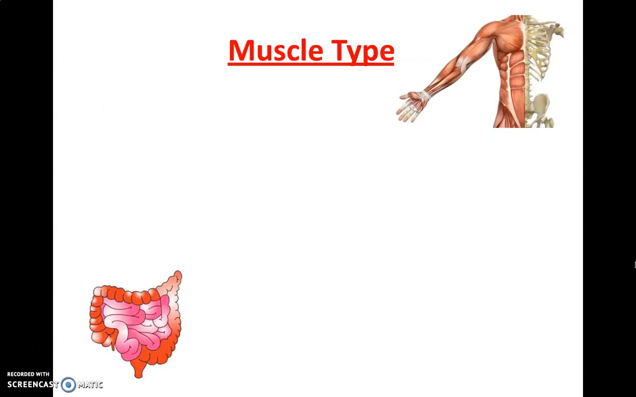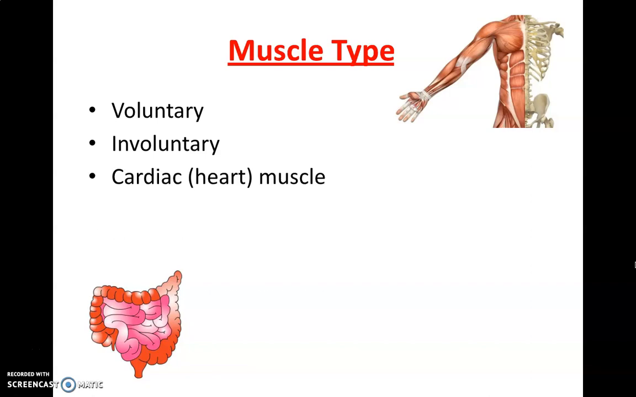And we're going to just revisit the muscle types today. So there's three types: voluntary, involuntary, and cardiac. So cardiac just means the heart muscle. Remember the cardiac system and cardiovascular system, it's all to do with the heart.